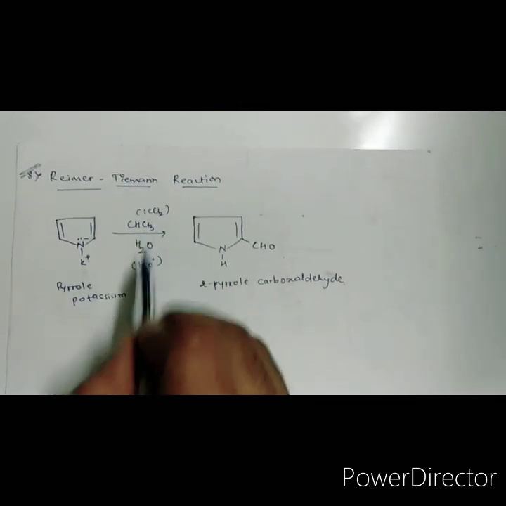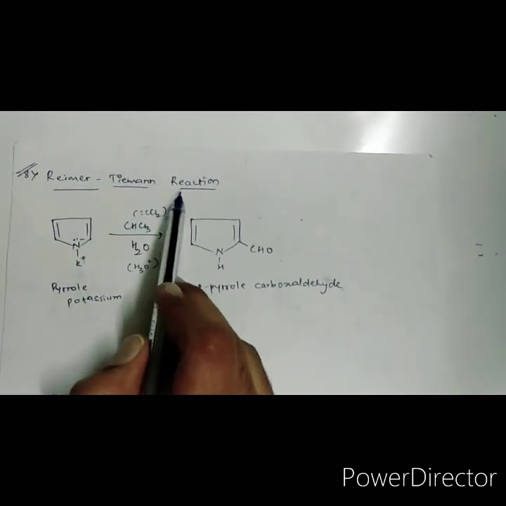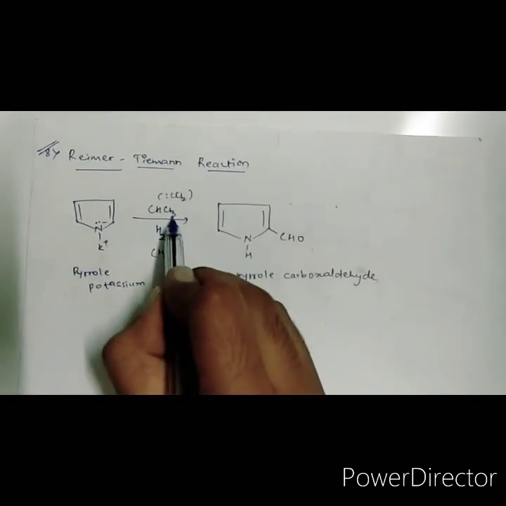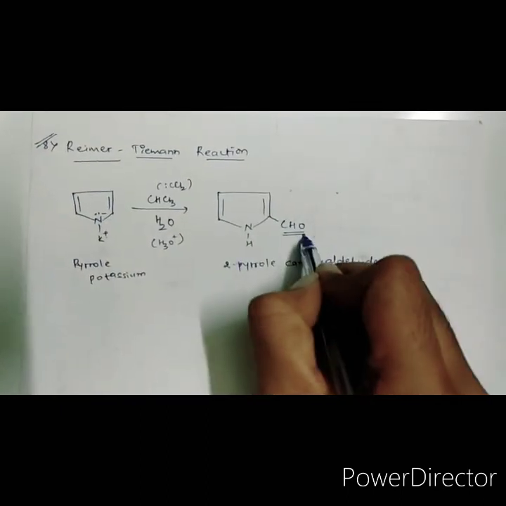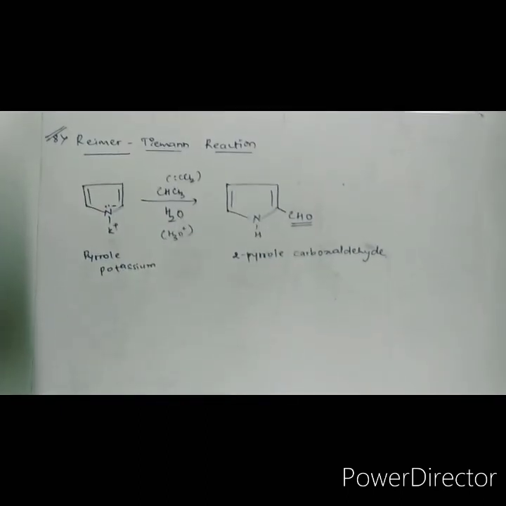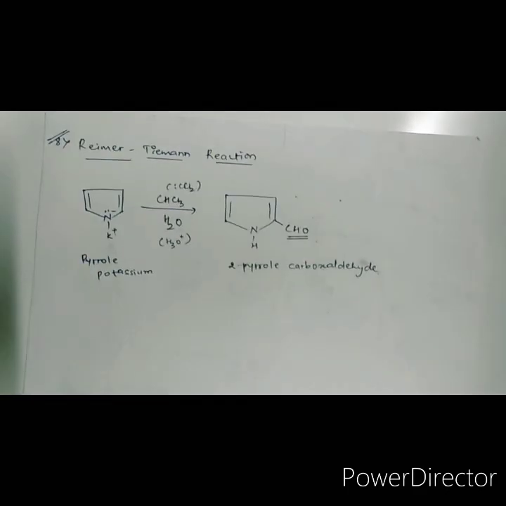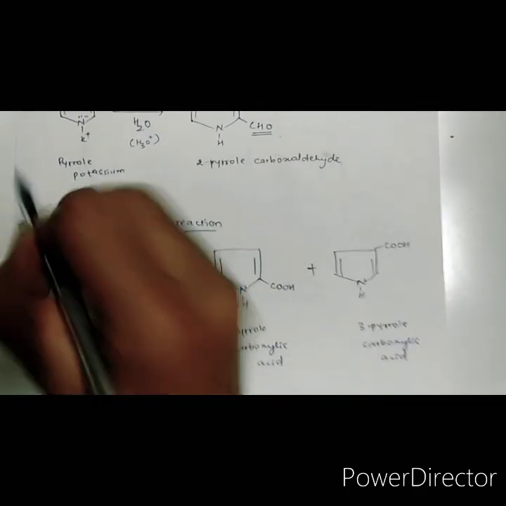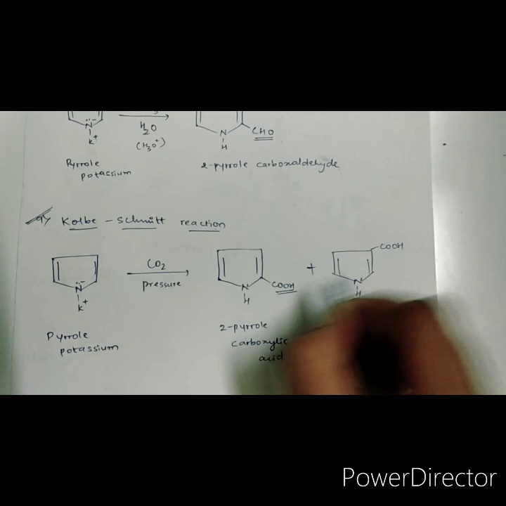So this is the difference between the Reimer-Tiemann reaction and the ring expansion reaction of potassium salt of pyrrole, wherein the Reimer-Tiemann reaction results in addition of an aldehyde group, while in case of ring expansion, the 5-membered ring is converted into a 6-membered ring. So the next reaction is known as the Kolbe-Schmitt reaction. This is also an important reaction wherein the pyrrole is converted into carboxylic substituted pyrrole.